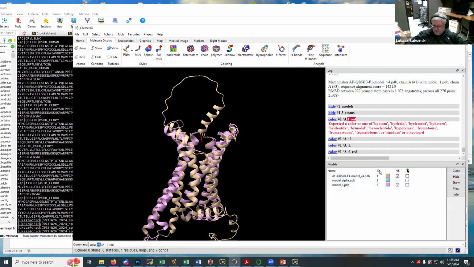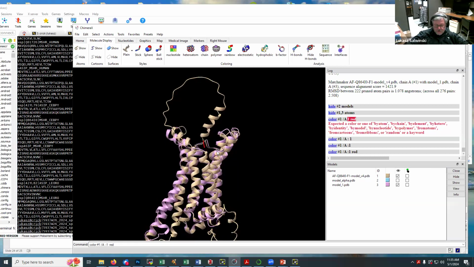We can read the number in a panel here. The AlphaFold came as number one. The other two are number two and three. Then we are specifying the chain, and then we're specifying either residue number or residue type, and at the very end we're specifying the color we want to use.